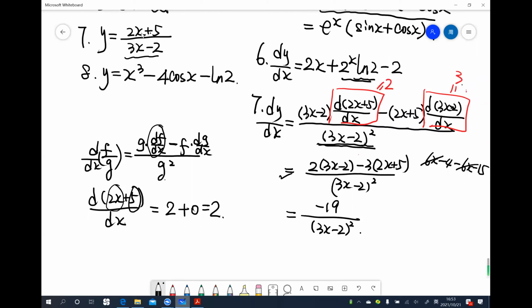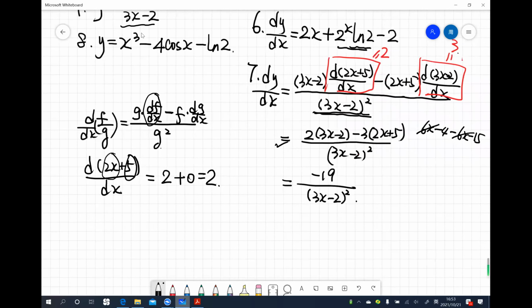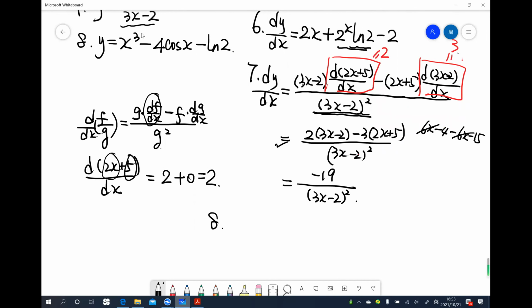No? Okay. So come to the last question, number 8. Also, we have to calculate this function part by part. And for the first 2 parts, I think that is not difficult because we have the formula. And here, many students make mistakes. Ln 2, you have to make it clear.